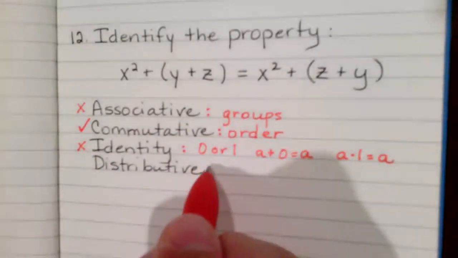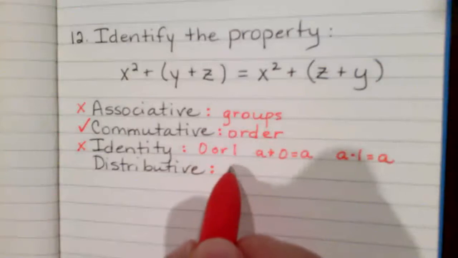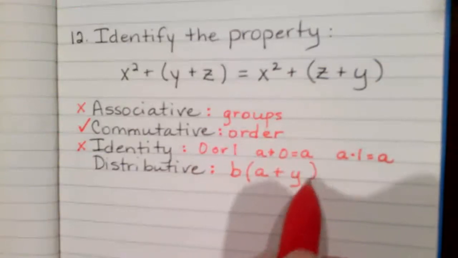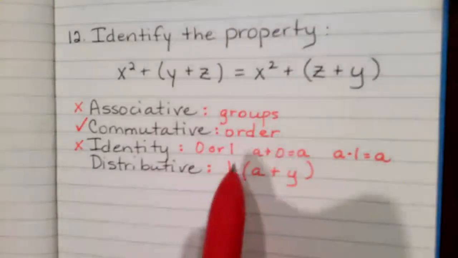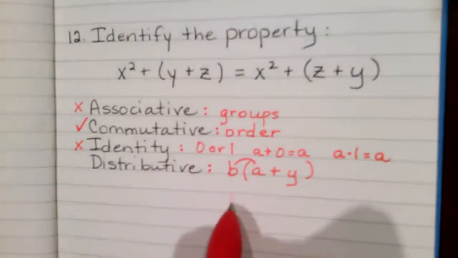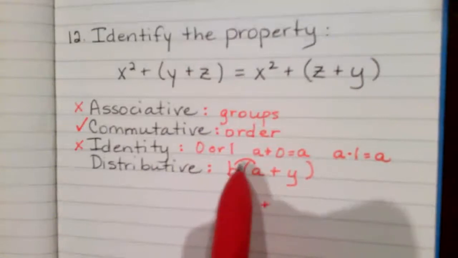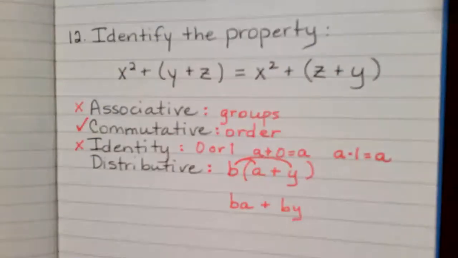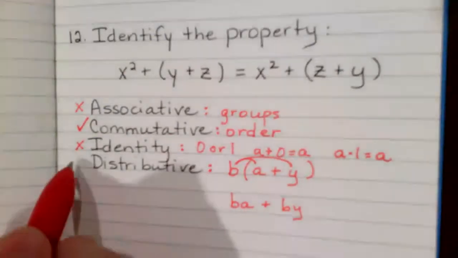And then finally, distributive property. This is probably the one we use the most in algebra because it's new. We distribute the b by multiplying b times a, and then we multiply b times y. Now that's not going on here, so we know this isn't distributive property.